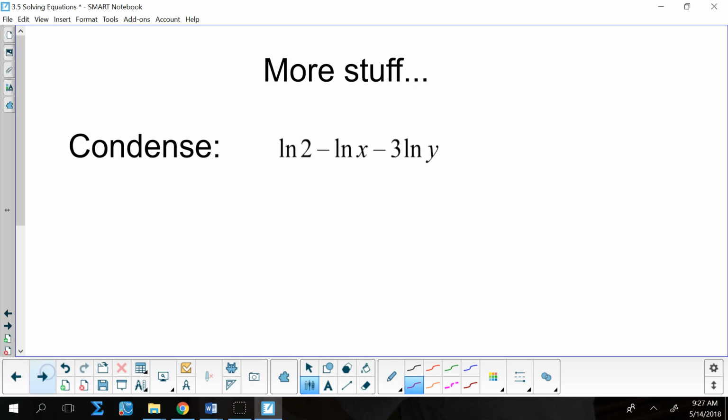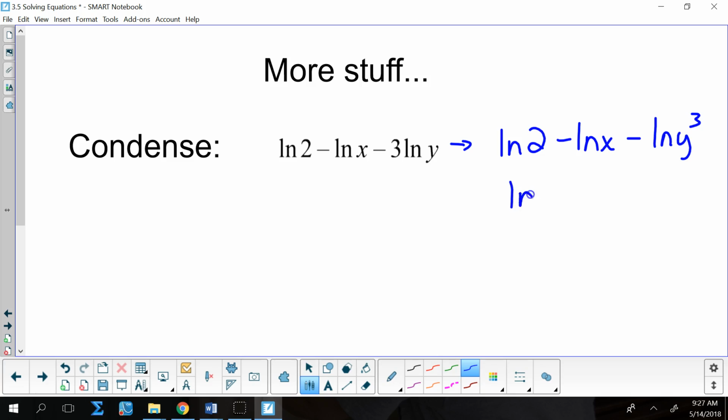Condensing is working in reverse. The first thing you do when condensing is apply the power property. Then you apply your product and quotient properties left to right. Take two at a time. Don't get confused by trying to do multiple ones. Make it easy on yourself. Take two at a time.